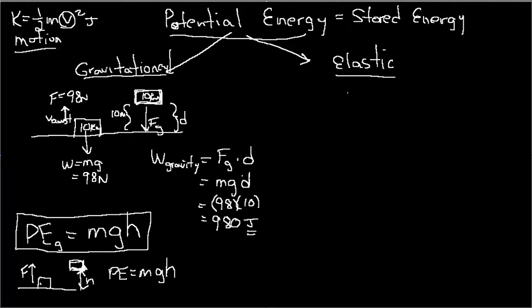Now let's go over here and talk about elastic potential energy. Elastic potential energy is something we consider when we talk about springs. Suppose I have a spring here attached to a wall. And this is the relaxed length of the spring. So this is relaxed. And then I come along and take this spring and stretch it out to here. I pull it out to here, this far.